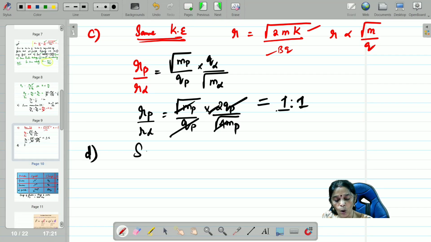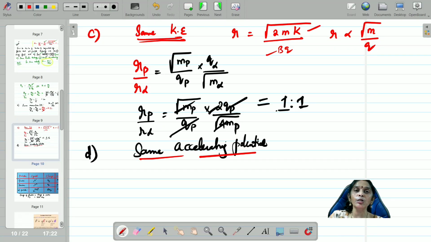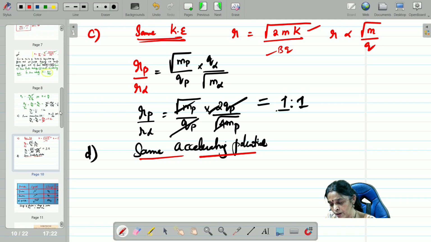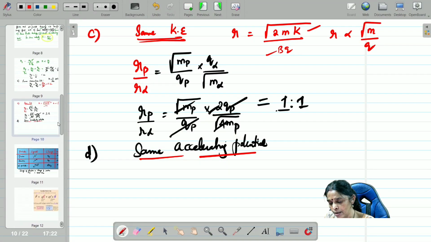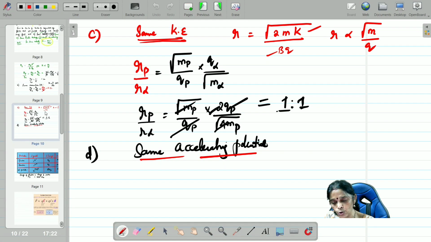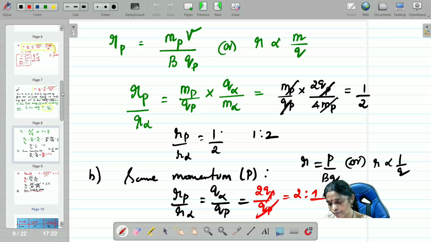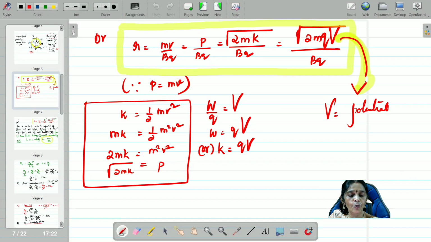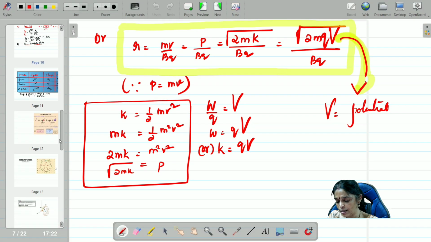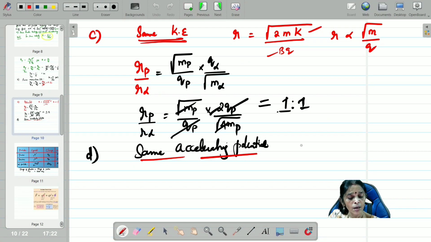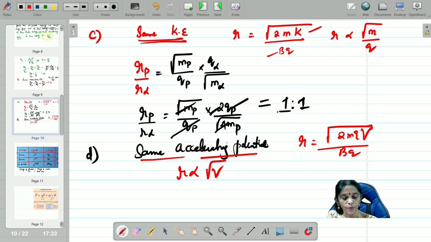So D is same what? Same accelerating potential. Same V. Now come on, tell me what formula you have to use for same accelerating potential. You know it. Now only we have seen. So can we check that table? Same accelerating potential. What is the formula you use? Yeah, root of 2mqV by BQ. Same thing, use it here. So R is equal to root of 2mqV divided by BQ. So R is directly proportional to what? Root V, children.